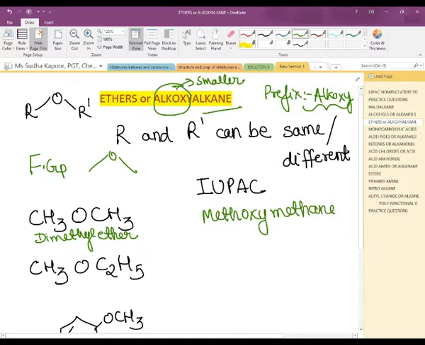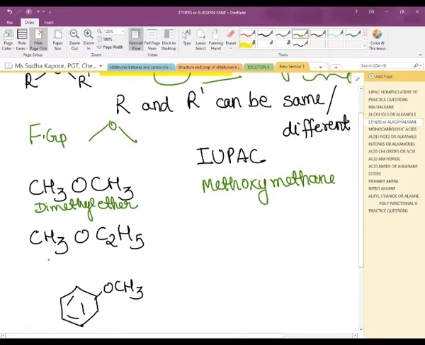But what name will be given to the other example? There, CH3OC2H5. So the smaller one will be called alkoxy: methoxyethane.